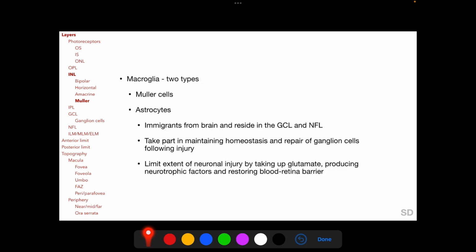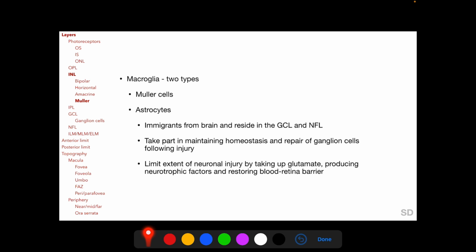Among the macroglia, we have the Muller cells and the astrocytes, and the astrocytes are immigrants from the brain and reside in the ganglion cell layer and the nerve fiber layer. Astrocytes take part in maintaining homeostasis and repair of ganglion cells following injury, and they play a role in limiting the extent of neuronal injury by taking up glutamate, producing neurotrophic factors, and restoring the blood-retina barrier.